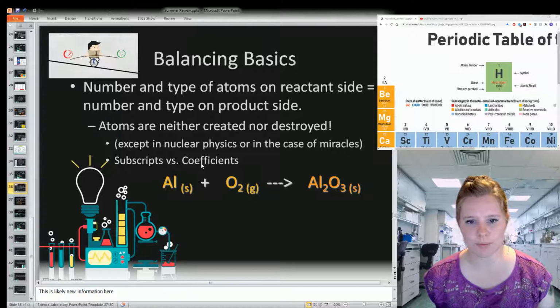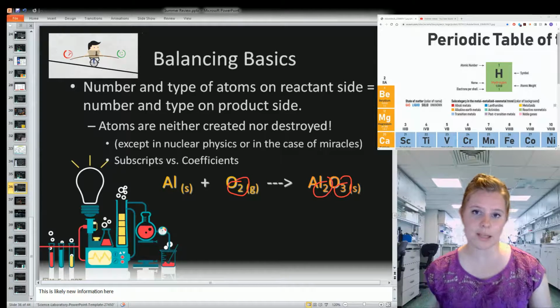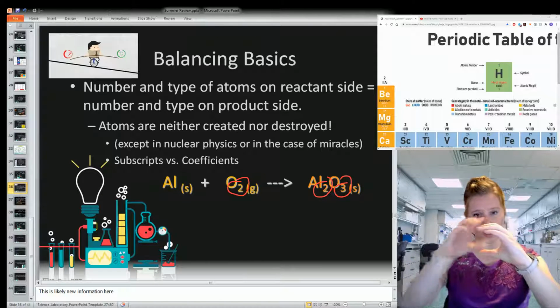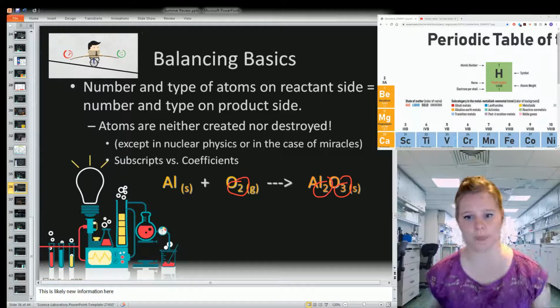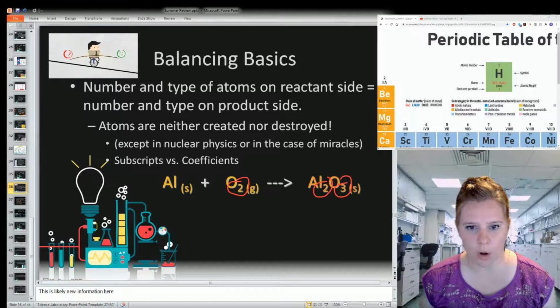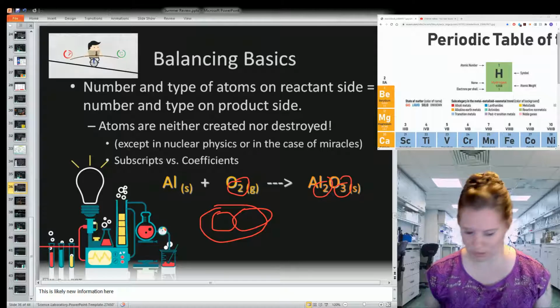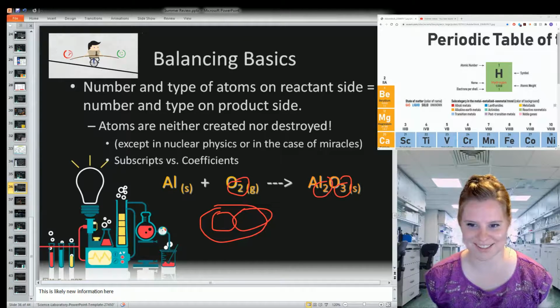All right, subscripts versus coefficients. This is a big deal. Make sure that you have this straight. Subscript is your little numbers down here. That is a subscript. That's a subscript. That's a subscript. They tell you, inside your molecule, how many atoms of that type are inside that molecule. So if we have O2, inside your one O2 molecule, there will be 2 individual oxygen atoms. And please excuse my messy drawings. I'm doing this with a mouse and it doesn't work very well.